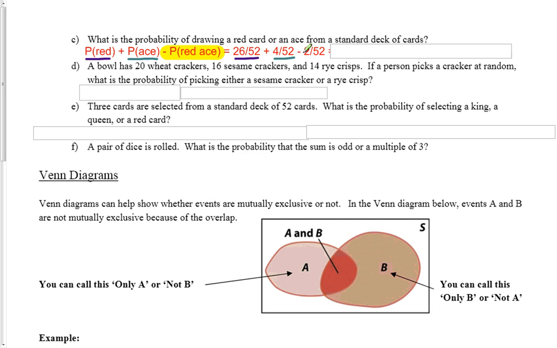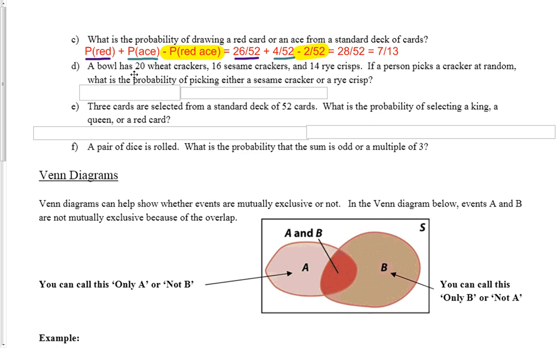So that's the extra step here, because it's inclusive. And when we add that all up, we're going to get 28/52, which will reduce down to 7/13. That's the probability of getting a red card or an ace from a deck of cards. You can try it yourself if you're curious.